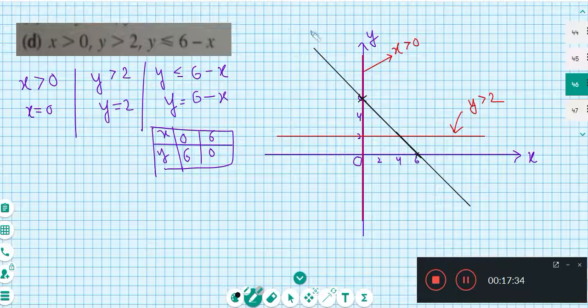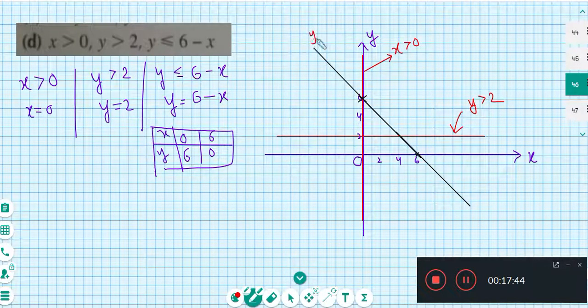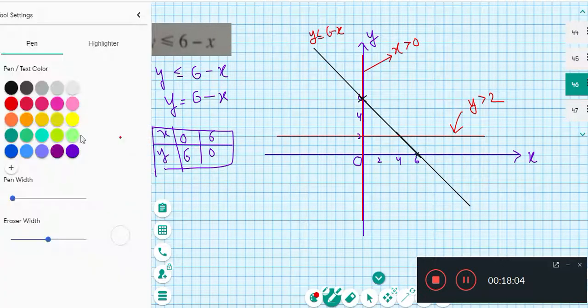Alright, next one. Y equal to 6 minus x is the line, or y is less than or equal to 6 minus x. So it means the region should be below this line. So the region will be this, below the black or solid line.